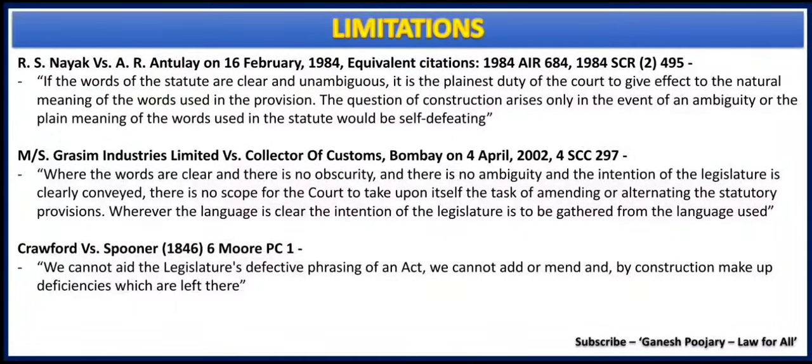The second and third case laws are along quite similar lines, and I will quickly read through them. And remember, you need to remember the case law names of R.S. Nayak versus A.R. Antulay and M.S. Grasim Industries Limited versus Collector of Customs, Bombay. You can use them anywhere, at least in the conclusions of a particular question. You can use them and say that interpretation of statute is not required unless and until it is really required to express the intention of the author.